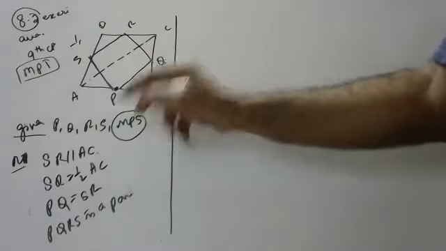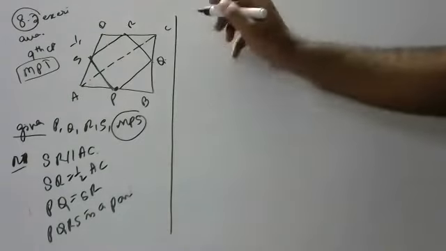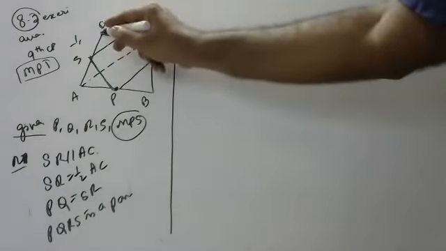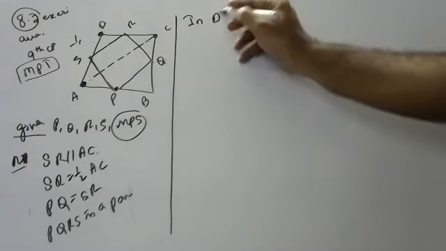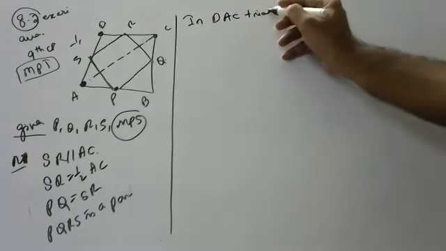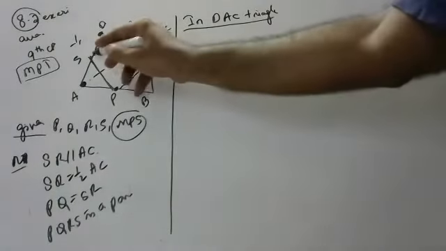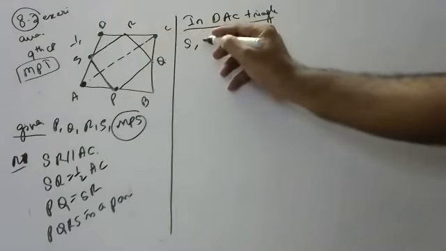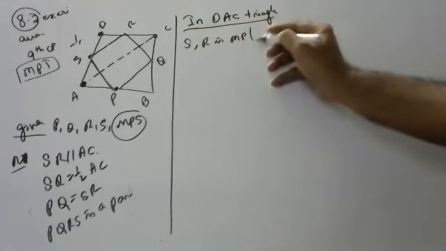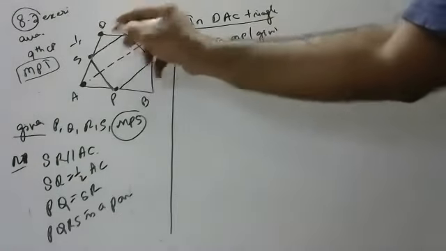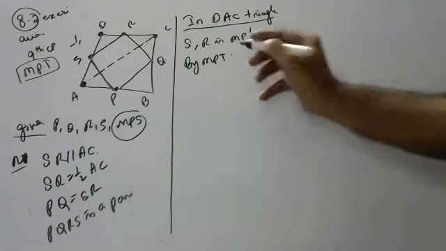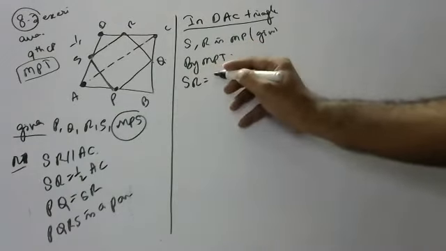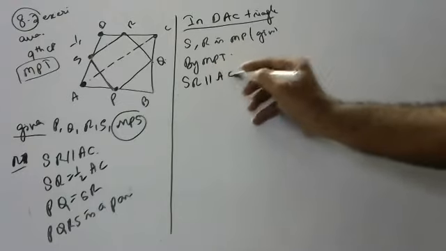We have AC. SR is parallel to AC, we should prove. Children, forget about everything. Just see triangle DAC. In triangle DAC, S is the midpoint and R is the midpoint. Why? Given. S is the midpoint and R is the midpoint. So by the midpoint theorem, SR is parallel to AC. Over. That's the first one over.